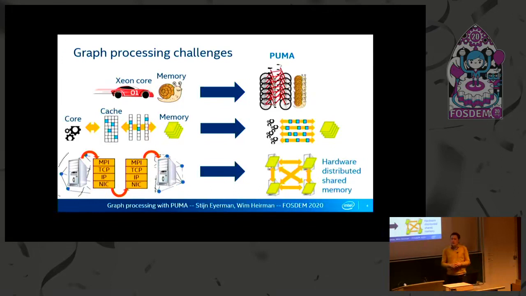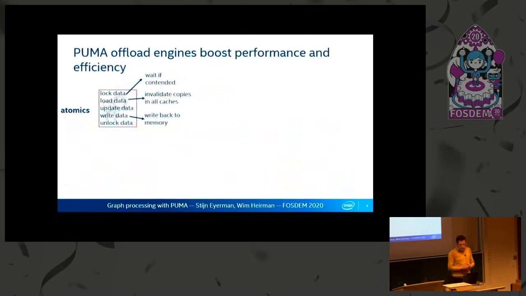So for PUMA, we have this hardware distributed shared memory. So there is shared memory across the whole system. You don't need to think about communication. The network is high bandwidth, low latency, just to reduce the latency or the performance impact of remote accesses. Another thing that we saw is that there are a lot of common patterns in graph applications, and we designed some offload engines that efficiently execute these patterns.